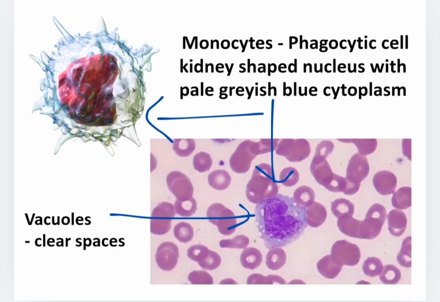Moving on to the monocyte, it is also known as a phagocytic cell because it has an important role in the phagocytosis of the immunity. It has a kidney-shaped nucleus with pale grayish-blue cytoplasm. And also it has vacuoles, so we can appreciate clear spaces in the cytoplasm.